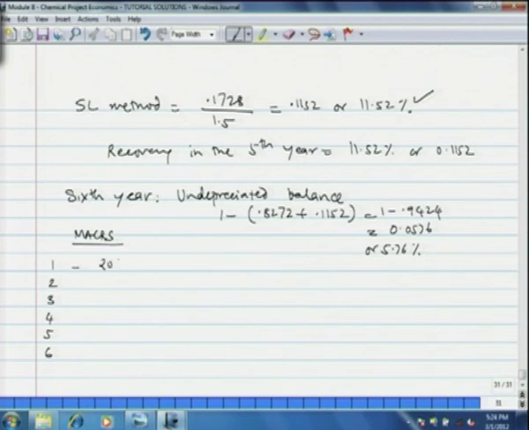So, that is how we now summarize the recovery of MACRS system. First year 20%, second year 32%, third year 19.2%, fourth year 11.52%, fifth year again 11.52%, and sixth year is 5.76%.